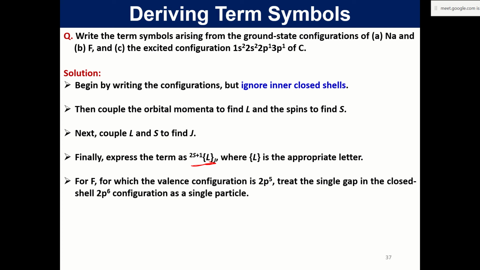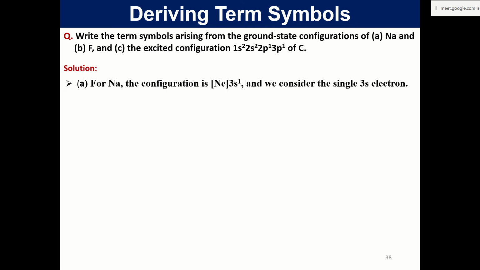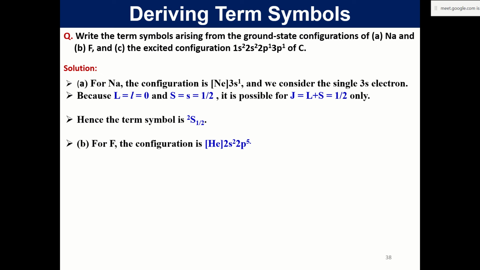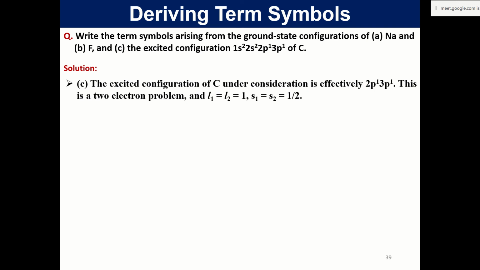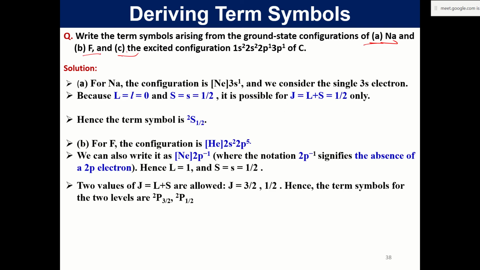These are the points we already discussed. So beyond this, by ignoring closed shells because they do not contribute to any angular momentum, then sodium, so finding the configuration for sodium, fluorine, and the excited state of carbon. These things were already discussed in offline classes.